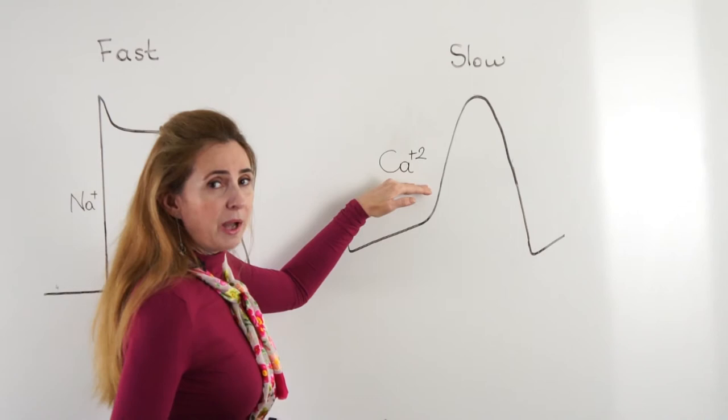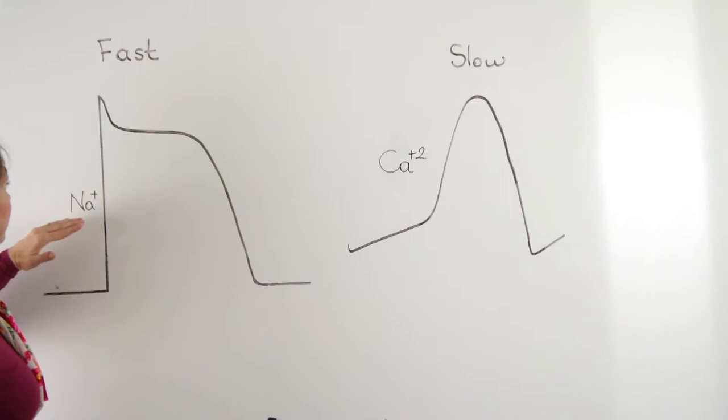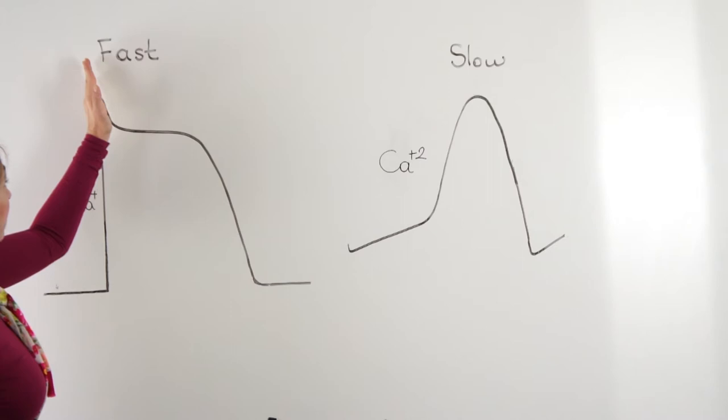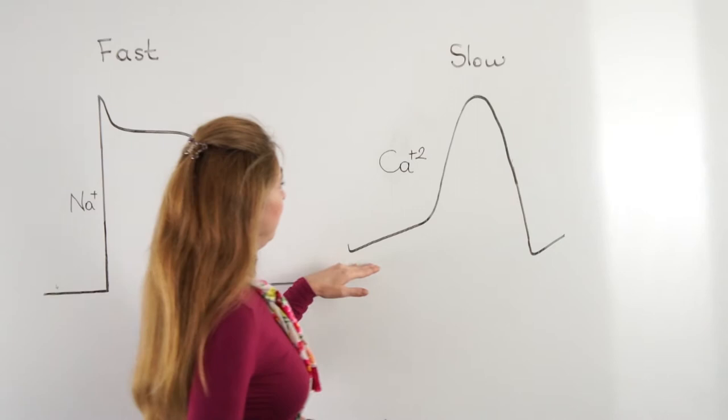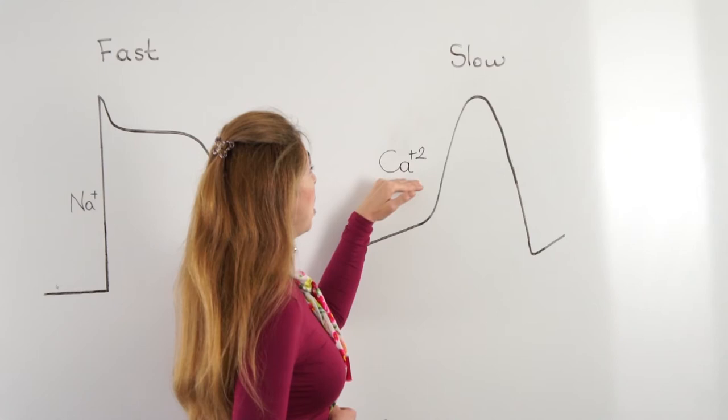So the voltage-gated channels that open up and let sodium into the cell to produce the action potential are fast-acting. So the depolarization phase is quicker with a steep slope in the fast action potential. However, the voltage-gated calcium channels that will open up to produce the slow action potential, the depolarization phase of it, are a bit slow in activating, and so calcium gets in slowly.